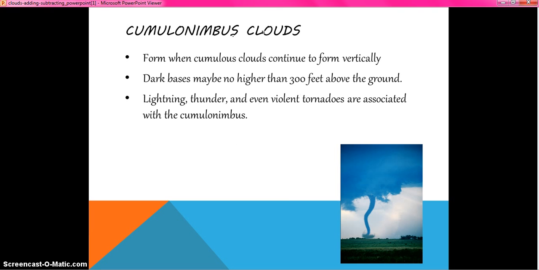Cumulonimbus clouds are the thunderstorm clouds that form from cumulus clouds. These are formed when cumulus clouds continue to grow bigger and bigger. The bases may even sit as low as 300 feet from the ground, and they become a very dark gray color. Lightning, thunder, and even tornadoes can form from these clouds.